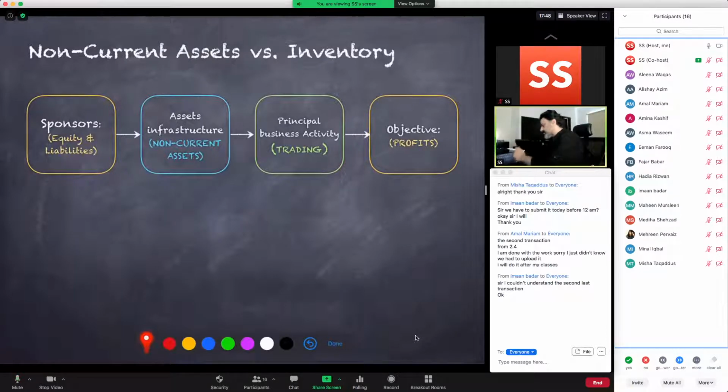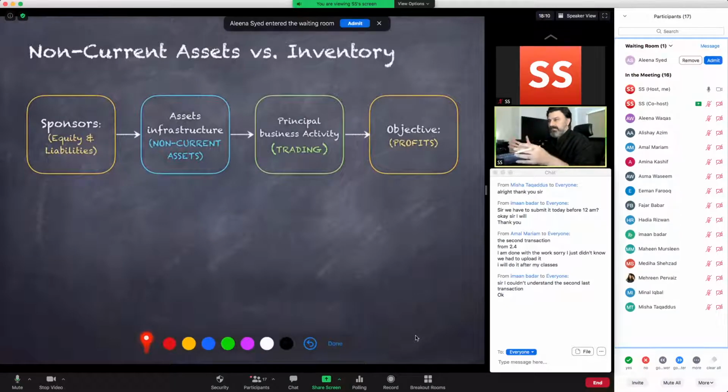So what do we mean by non-current assets, and how is the trading activity or the inventory different from what non-current assets are? Non-current assets, when you buy, you don't buy them to sell them again to make profits. You buy them to keep them within your business so that they can provide you with that infrastructure in which you will survive.